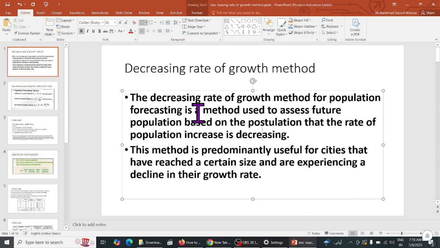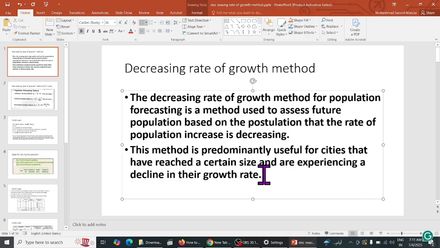Hello viewers, in today's video we are going to talk about another kind of population forecasting technique, which is called the decreasing rate of growth method. The decreasing rate of growth method is a forecasting method that assumes that the rate of population increase will gradually decline over time, and this method is particularly useful when a population is approaching its saturation point.